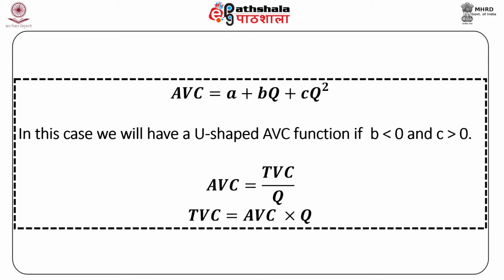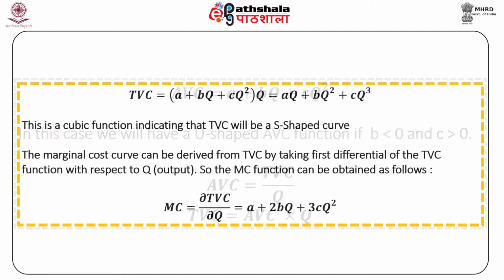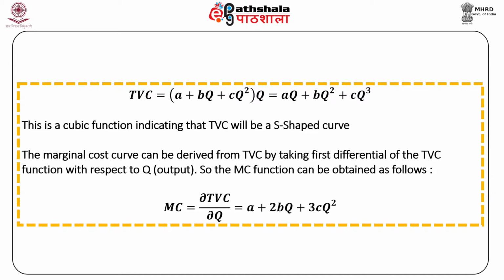AVC equals TVC divided by Q. Hence, TVC equals AVC into Q. TVC equals A plus BQ plus CQ square into Q, which equals AQ plus BQ square plus CQ cube. This is a cubic function indicating that TVC will be an S-shaped curve.